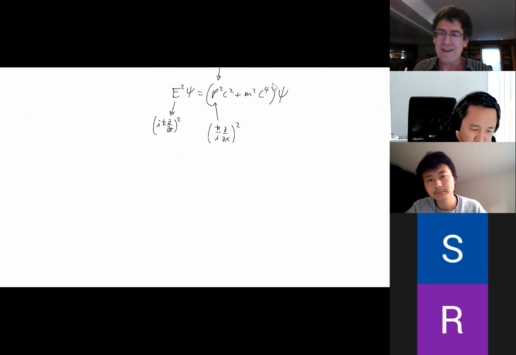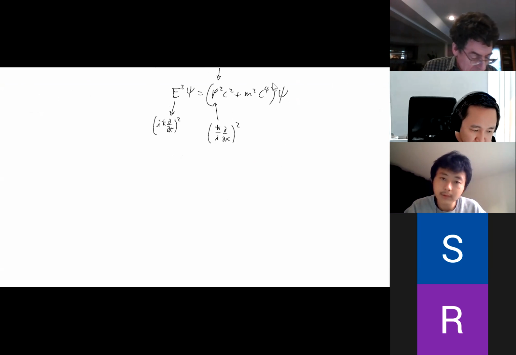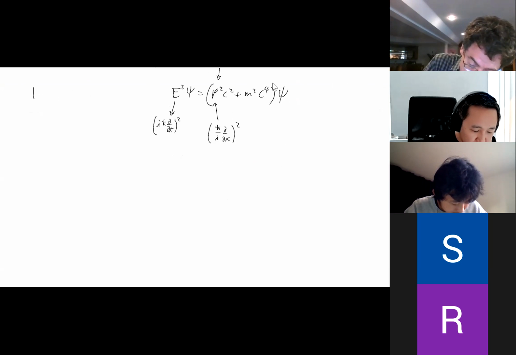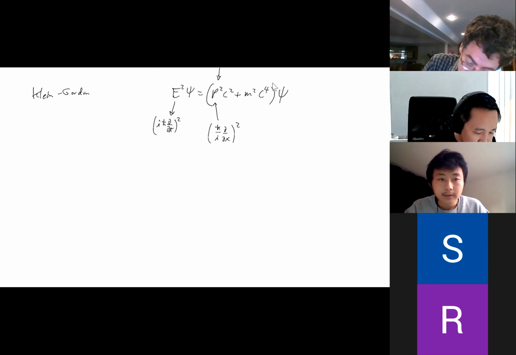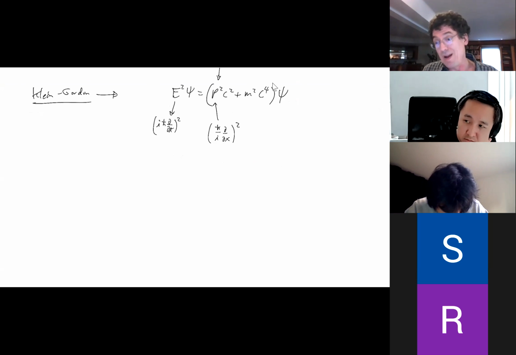Yes, it totally fixes it. This is great. Time and space are on equal footing. This is really good. And so this is called the Klein-Gordon equation. And it totally fixes it, right? Everything's looking really good. But then it turns out that there's a problem.